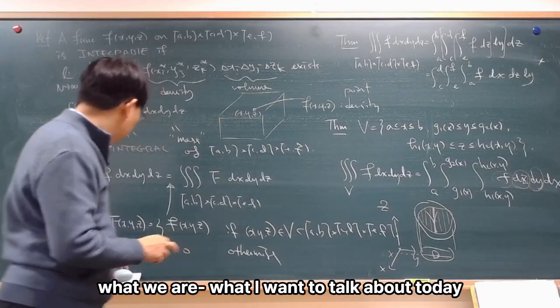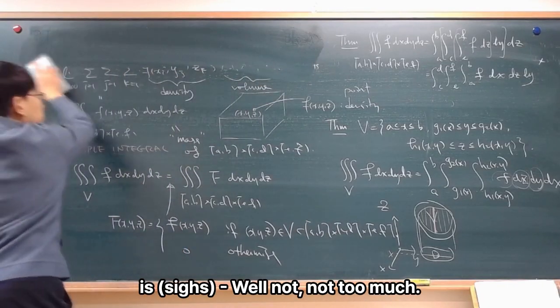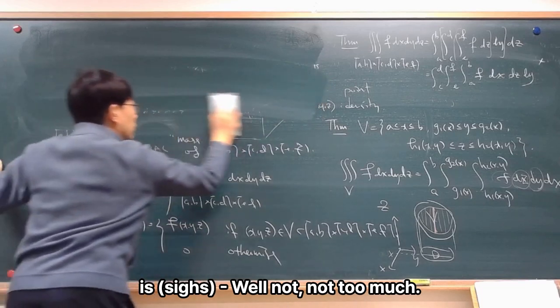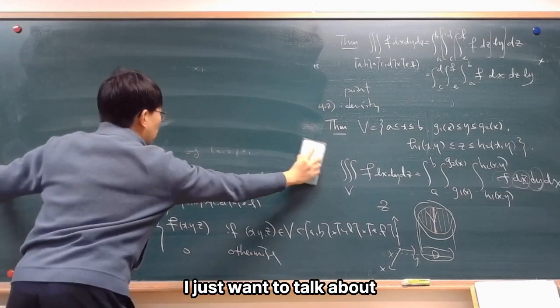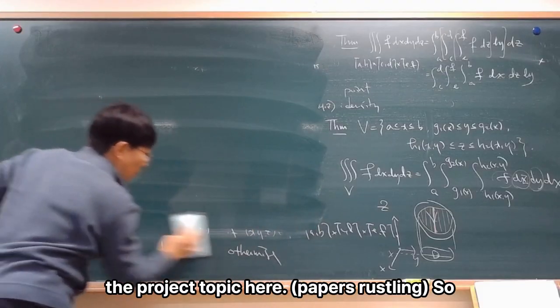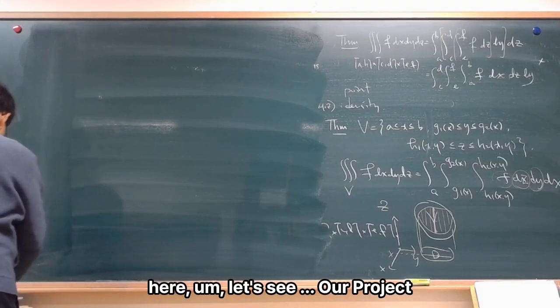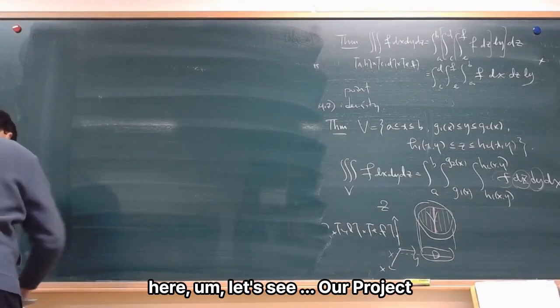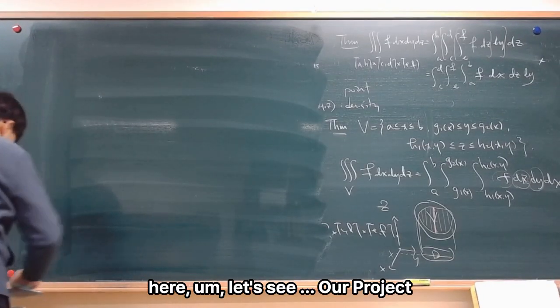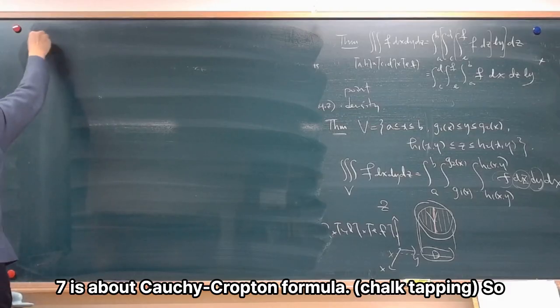What I want to talk about today is not too much. I just want to talk about the project topic here. So here, let's see. Our project 7 is about the Cauchy-Crofton formula.